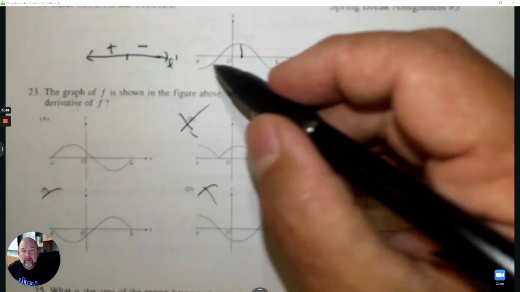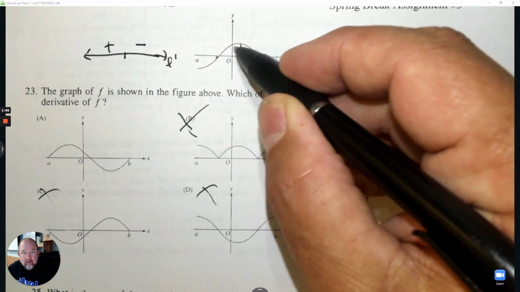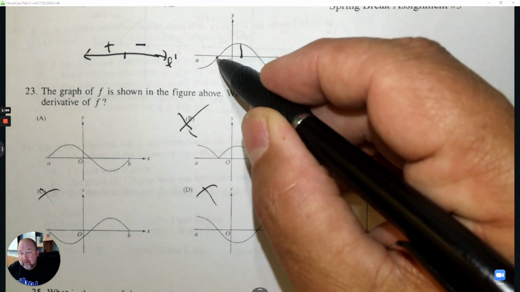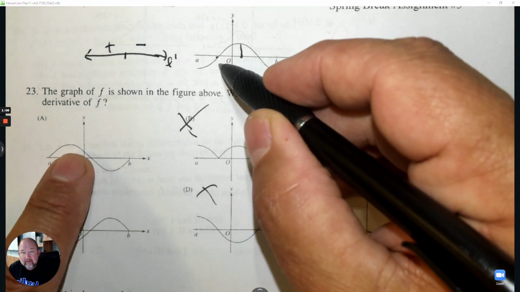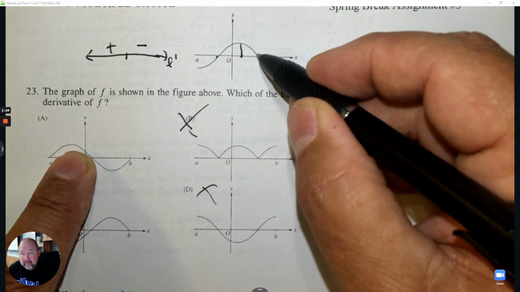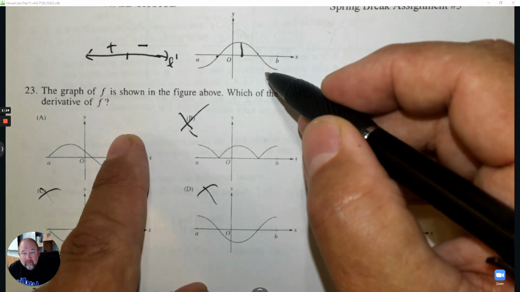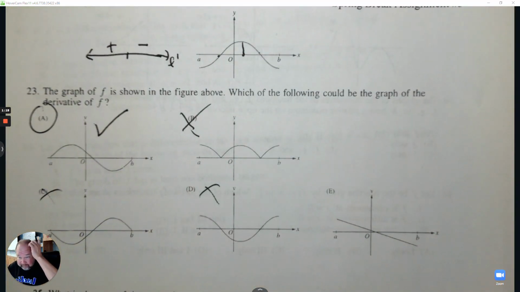And then the second part, this is concave up and then concave down. So there could be a turning point right there. I see it. And then when it goes concave down to concave up, when it changes concavity again, there's another turning point here where it's concave down, turning to concave up. So A is the one that matches it.